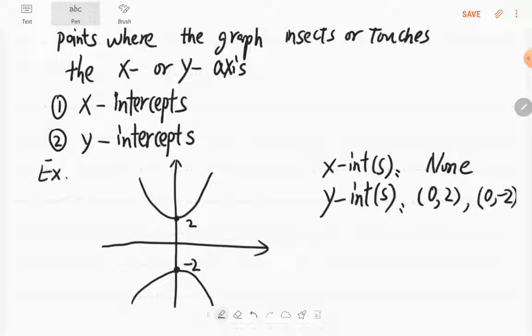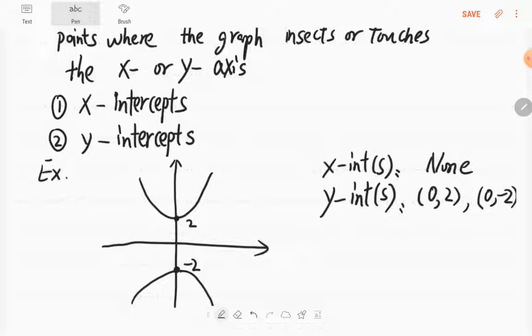Sometimes there is some confusion: some problems will say y-intercept is 2 and -2. That's okay, it depends on the problem. Some problems say y-intercept should be the coordinates of each point. Some problems say y-intercept should be the y-coordinate of each point. So both are correct, but it depends on the problem.